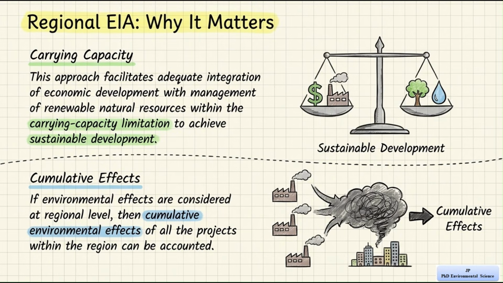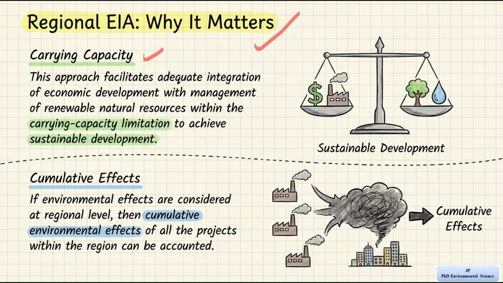Regional EIA, why it matters. So why do we need regional EIA? What is its importance? First, carrying capacity. It means how much load the environment can handle safely. Every region has a limit, how much pollution it can take, how many industries it can support, how much water can be used. Regional EIA helps combine economic development, meaning industry growth, with natural resources like water and trees, but within limits, that is, do not exceed what the environment can handle.